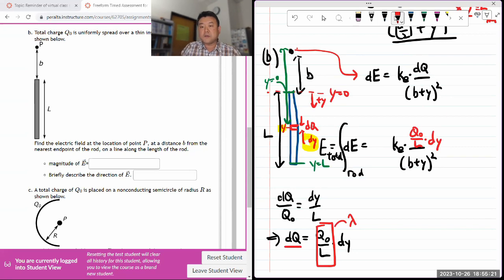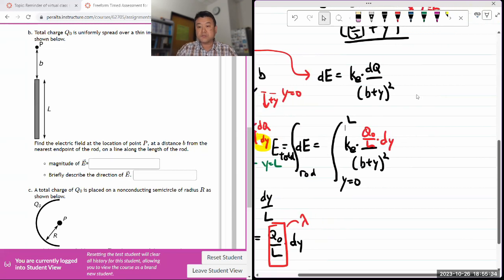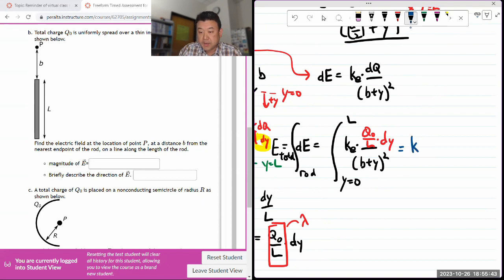Now you have some idea to integrate this with respect to y from 0 to L, and that's going to be over the whole rod. So let's try doing this integral. Let me just scroll to the right and do that integral. I'm going to factor out all the things that are constant, things that don't depend on y. That's going to be k_e Q naught over L. And everything else depends on y, with y going from 0 to L.